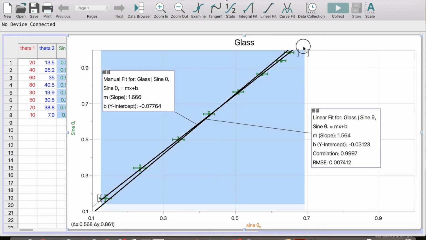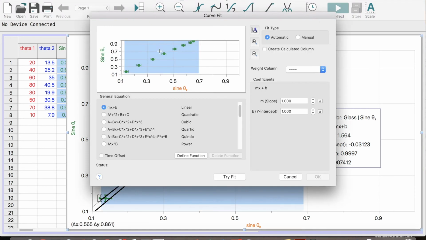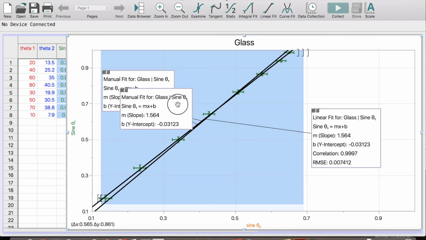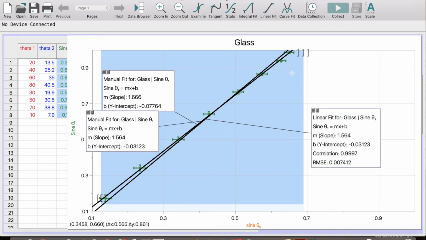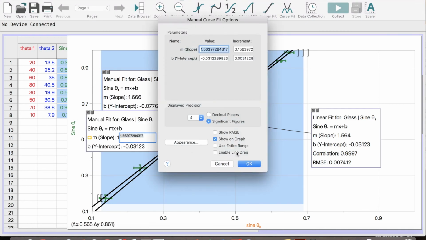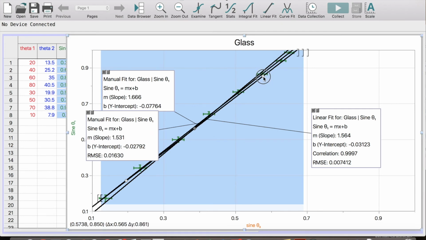So now I need to find the other slope. We'll do the same process. Linear, try fit, switch it over to manual, hit OK, and it showed up. That's going to be my minimum slope here. Let's turn on line drag. Let's go for minimum slope here.